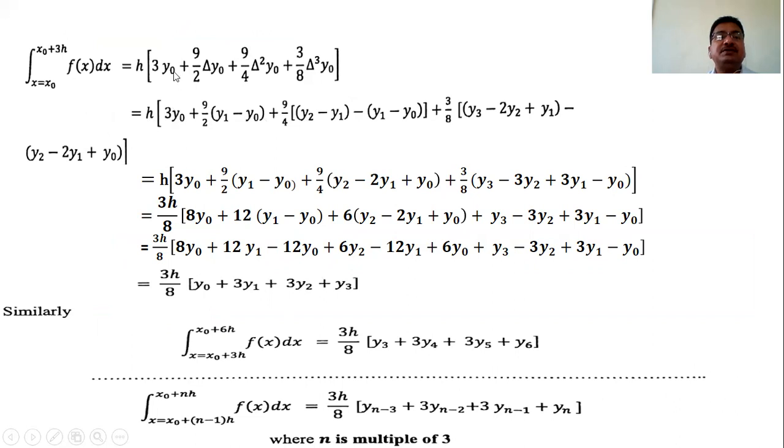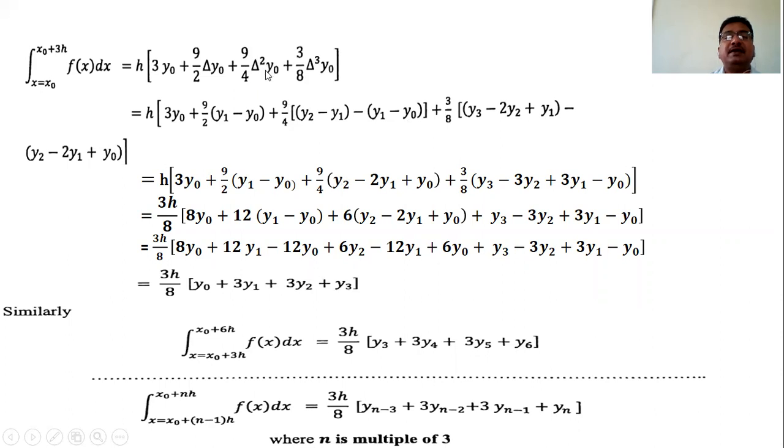The next step is what? h times 3y0. Substitute delta y0. What is delta y0? It is y1 minus y0. What is delta square y0? Actually, delta square y0 means delta of delta y0. And delta y0 is y1 minus y0, and its delta is y2 minus y1 minus (y1 minus y0). Or we have this answer: y2 minus 2y1 plus y0. This is the calculation of delta square y0.